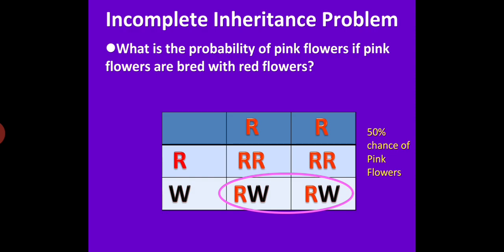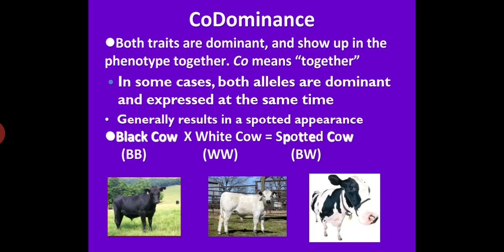Here, there is a problem related to incomplete dominance. What is the probability of pink color flowers if pink flowers are bred with red flowers? When the pink flowering plants are bred with red color flowers, there is a 50% chance of getting pink flowers.